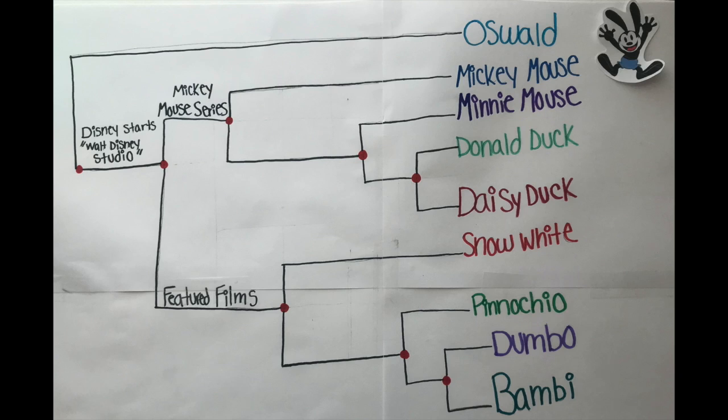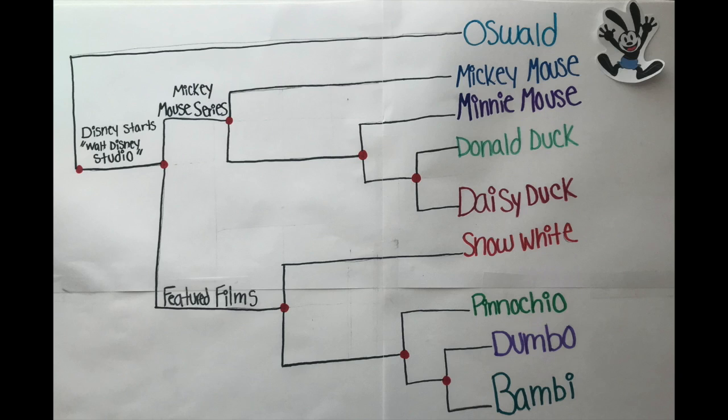of a phylogenetic tree. We begin with Oswald, who was Walt Disney's very first animated creation. In this case, he also represents our outgroup and roots the tree since he's the most distantly related from any of the other animated characters. Walt Disney actually created Oswald while he was working for Universal Studios. Eventually, he left and started his own company known as Walt Disney Studios.